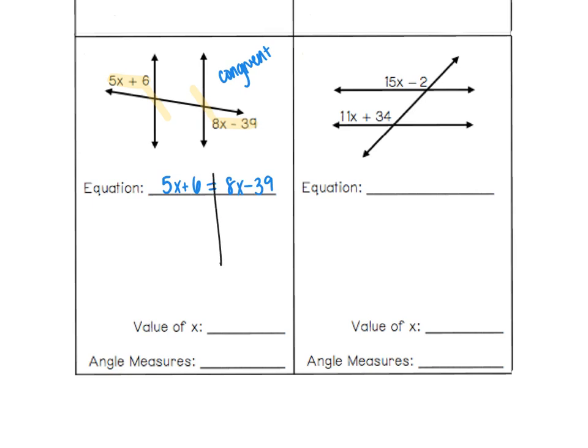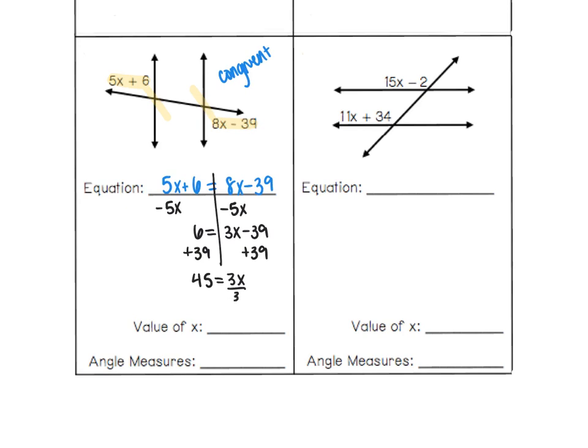So here I have variables on both sides. I need to move them all over to one side. So to do that, I'm going to subtract 5x. So I would get 3x minus 39. I would add 39.